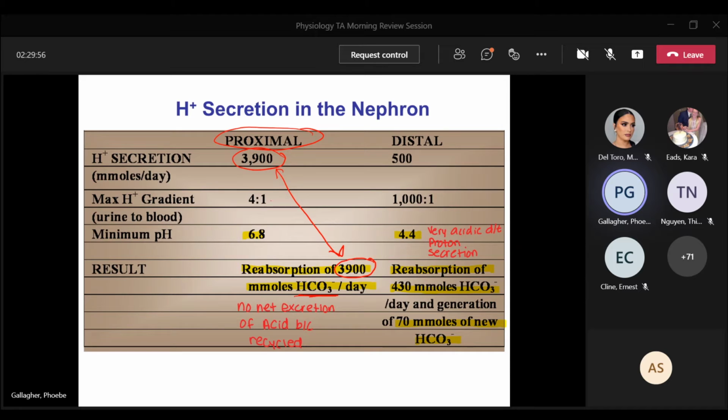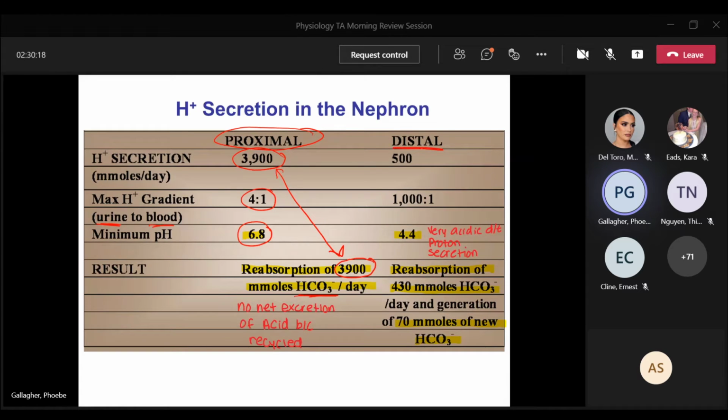Because you're not seeing any acid excretion, you would expect your urine to blood proton concentration to not be that high. And your pH is a little bit lower because you are still pumping out protons to bind to the bicarb, but it's not too much lower.